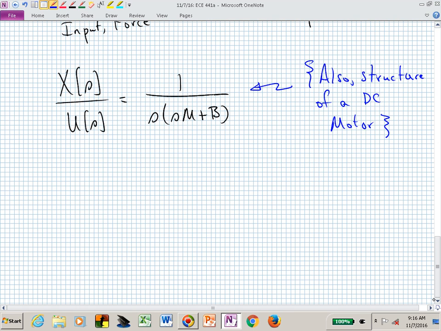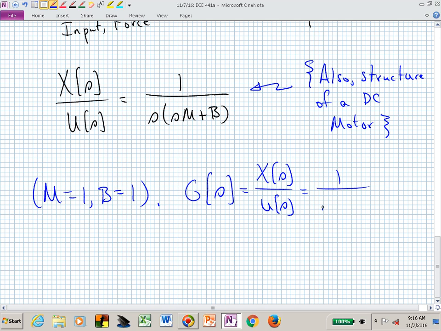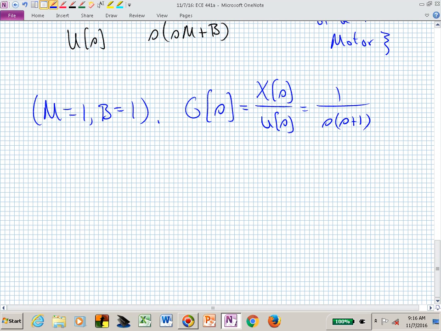Just to make things maybe a little easier, suppose that we say that our mass is 1 and our dashpot has a value of 1. The numerical values now for m and b, we're forcing those to be 1, and G(s) now is this system that has a pole at the origin and a pole at -1. Again, that could be this mechanical system, it could be a DC motor, or maybe a normalized DC motor, and that's the system that we are living with.